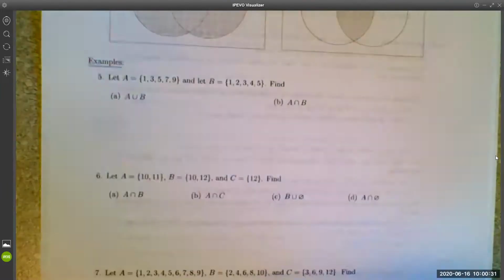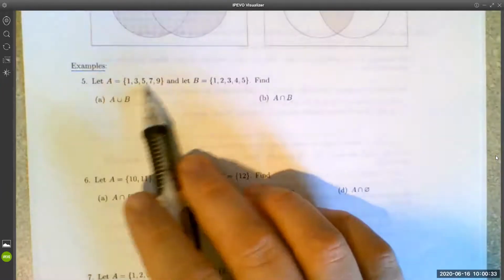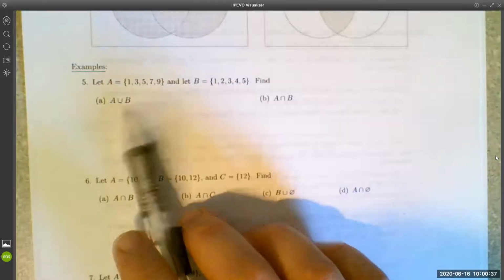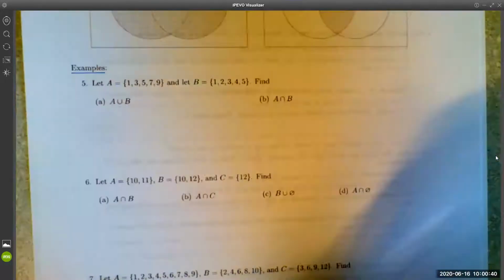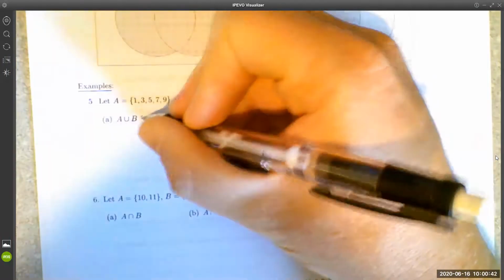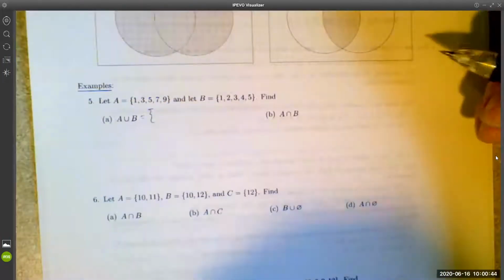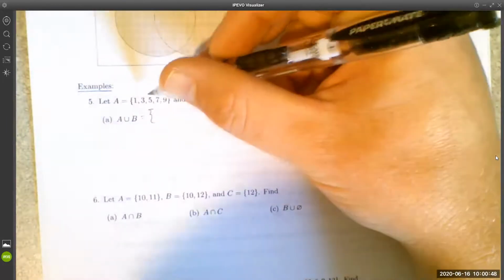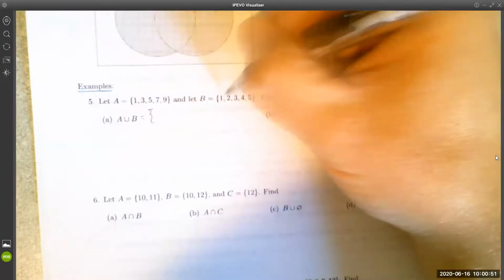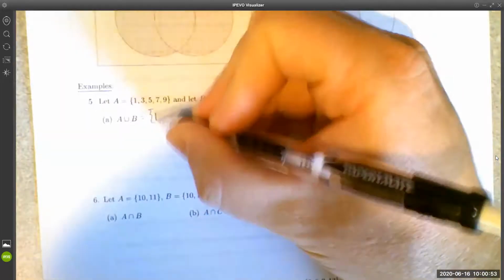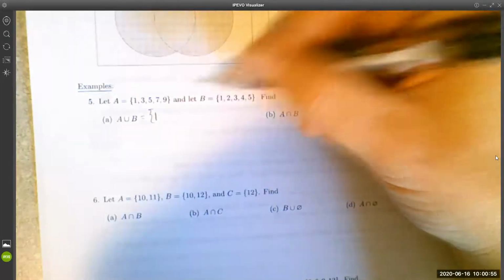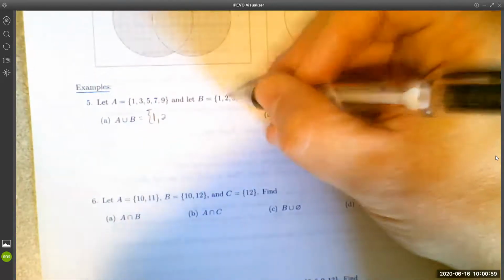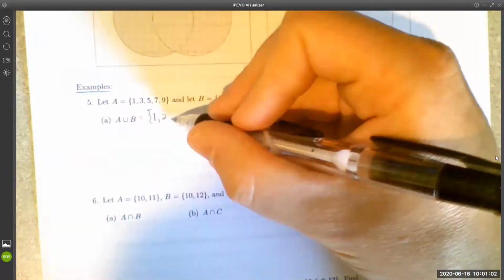Here are some examples. Let's say that A is the set 1, 3, 5, 7, 9, and B is the set 1, 2, 3, 4, 5. Let's find A union B and A intersect B. So A union B is going to be made up of all of the elements that are in one or the other or both. So 1 is definitely in there because it's an element of both sets. 2 is in the union because 2 is in B. It's not in A, but it's in B, so it's in the union.